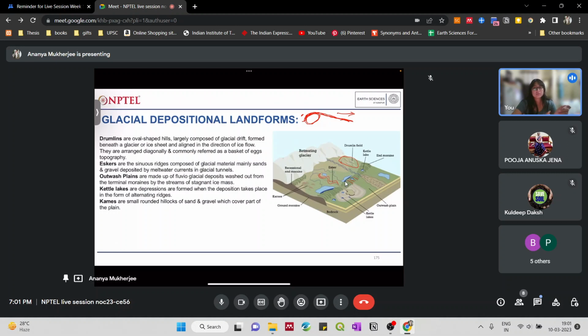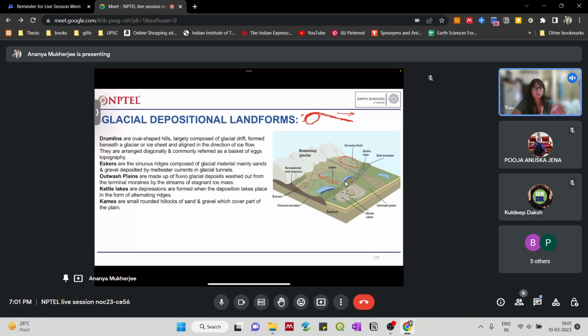Then you have kames, which are small rounded hillocks. They are small hills that are formed, and these are also deposits of sediments. They are not rock outcrops shaped like hills. So these are all depositional landforms that happen because of glacial action.